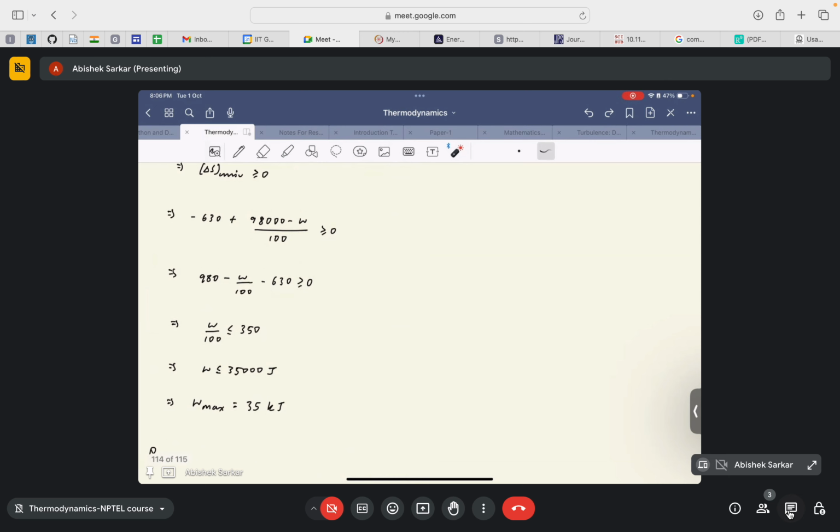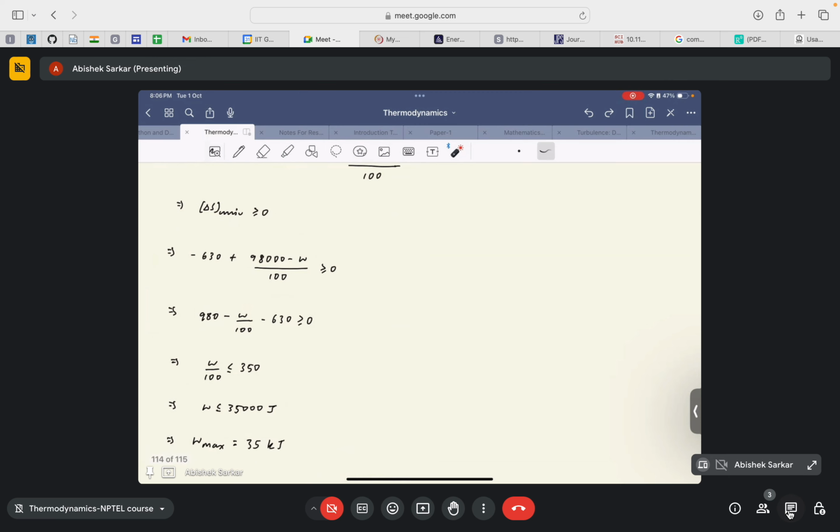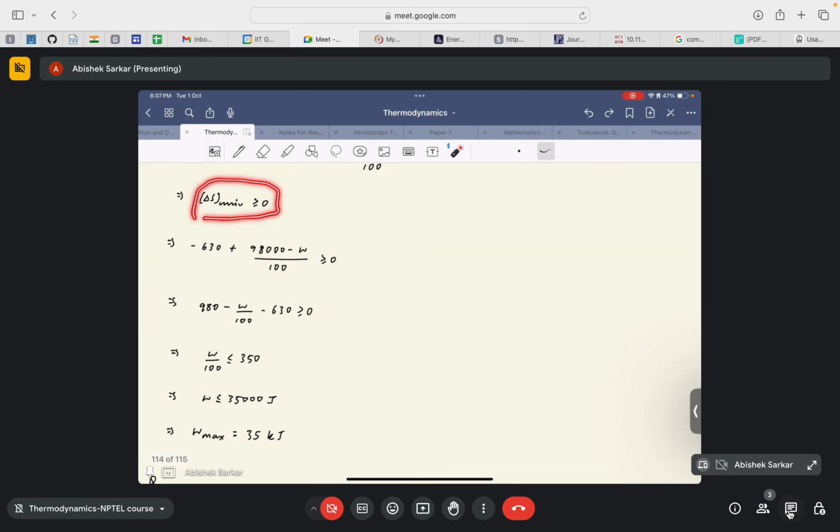If we take this to the right hand side and subtract 630 from 980, we will get W by 100 is less than or equal to 350, or W is less than or equal to 35,000 joule. So the highest possible work that can be achieved from this thermodynamic cycle is 35 kilojoules. Here we make use of the principle of increase of entropy to find the highest possible work that can be achieved by the heat engine.